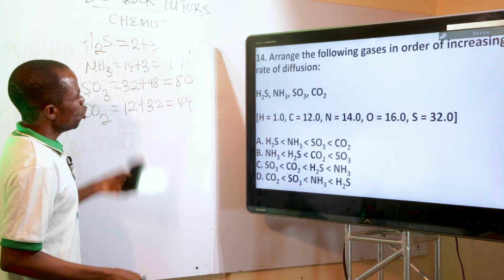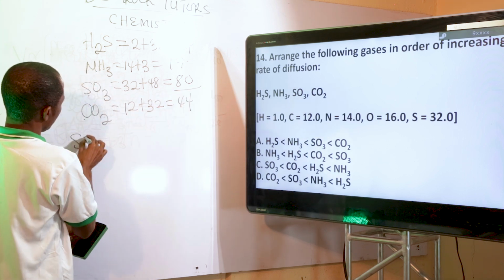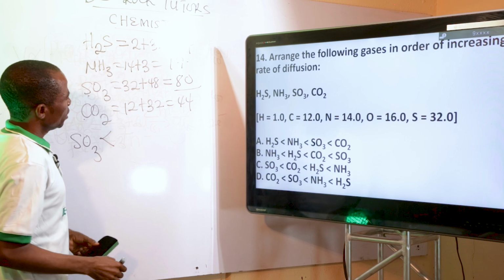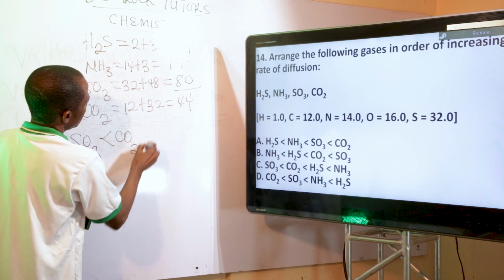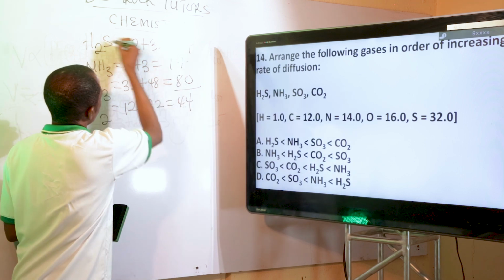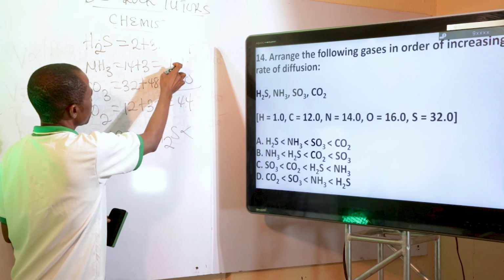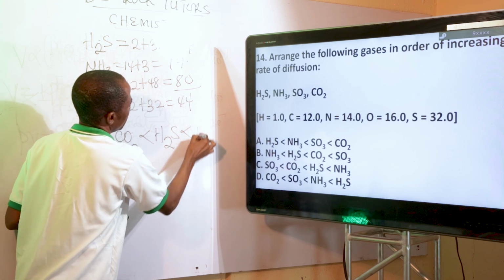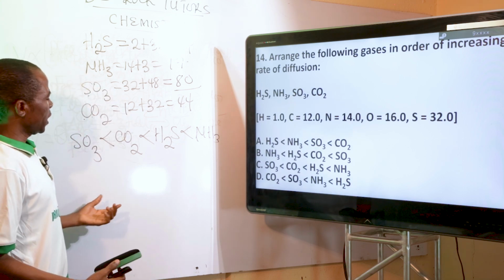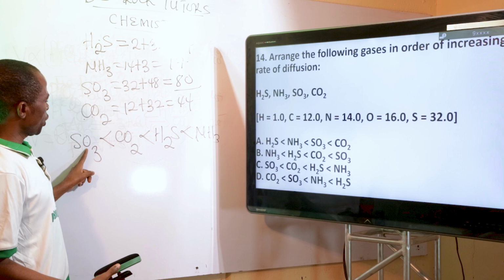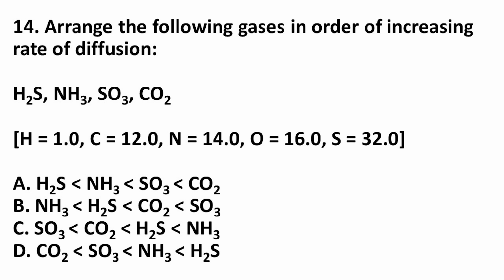So, if you take a look at this, we will see that this is the highest. So, this one will diffuse slowest. That's SO3. Next to that is going to be 44, which is CO2. Next to that is going to be 34, which is H2S. And finally, the one that is going to diffuse fastest is ammonia, which is 17, NH3. So if you look at the options, the one that matches what we have on the board, SO3 less than CO2 less than H2S less than NH3, is definitely option C. So option C is the correct answer.